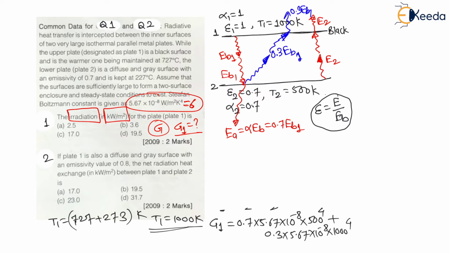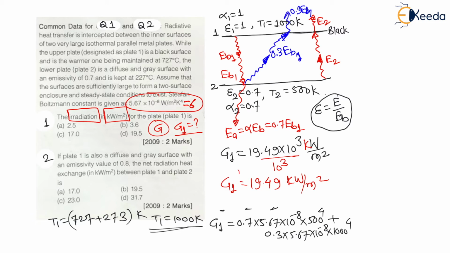So my dear students, if I simplify this by putting the values, then the irradiation of body 1, G1, will be equal to 19.49 into 10 to the power 3. It will be in watt per meter square. My dear students, this value will be in watt per meter square, but they are asking in kilowatt per meter square. Now if I want to find kilowatt, then I have to divide by 10 to the power 3, that is 1000. Therefore G1 will be equal to 19.49 kilowatt per meter square. So my dear students, for question number 1, option D is the correct choice.